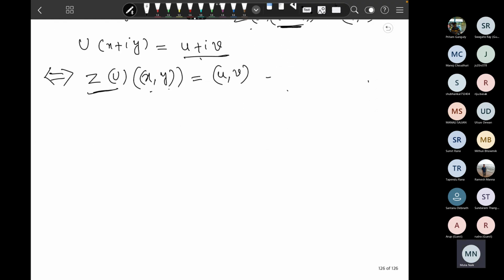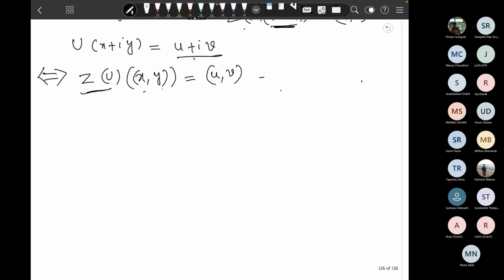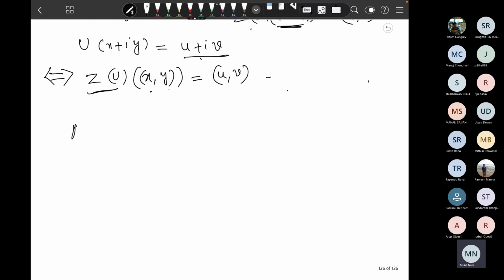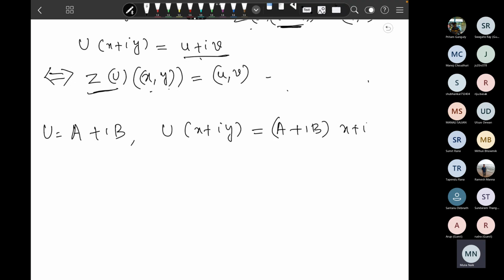Okay, so let me explain that. How I did it, I let U is equal to A plus iB. U of X plus iY is A plus iB into X plus iY, right? This is AX minus BY plus i into AY plus BX.